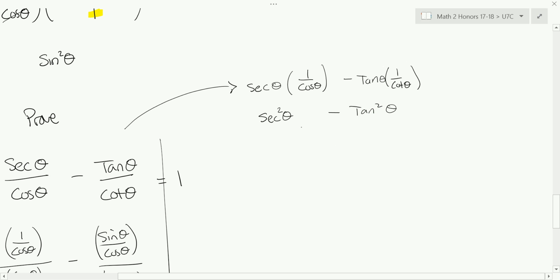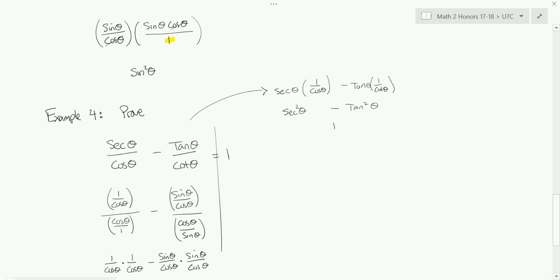And then if you go to Pythagorean identities, that's equal to 1. So that was kind of you're able to do it without fractions in that case, right? So there's often creative ways you can come up with that will work.